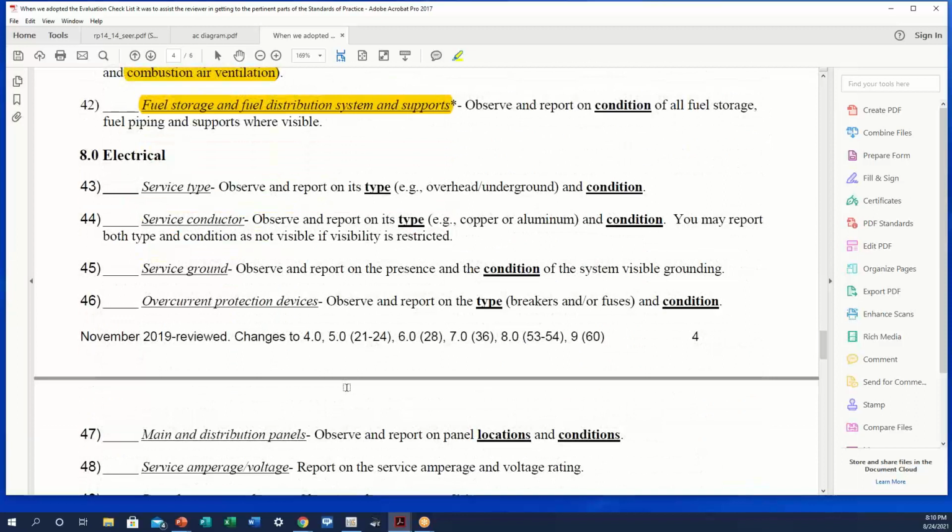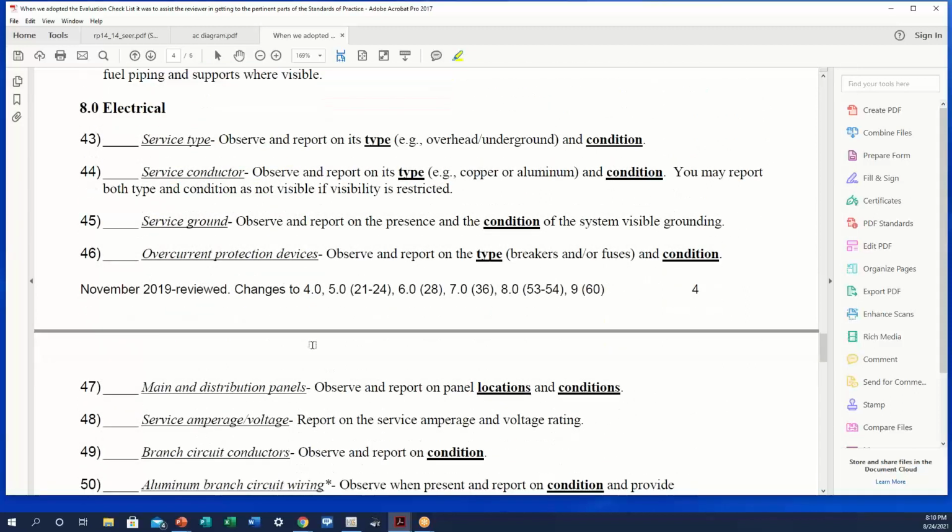Okay, electrical. Ooh, Harris is all excited now. He just woke up. Okay. Service type. Report on its type, overhead or underground. That's the requirement, everybody. Is it overhead or underground? And the condition. If it's underground, I cannot report on the condition because we can't see the wiring. It's invisible. Overhead, the overhead wires as seen appear to be functional.